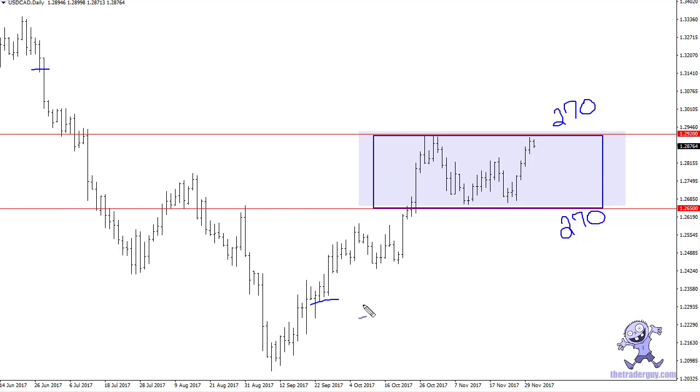So trading it, here's the thing. There are a couple different ways to trade this type of breakout or breakdown, and that's where things get a little bit more nuanced, if you will.